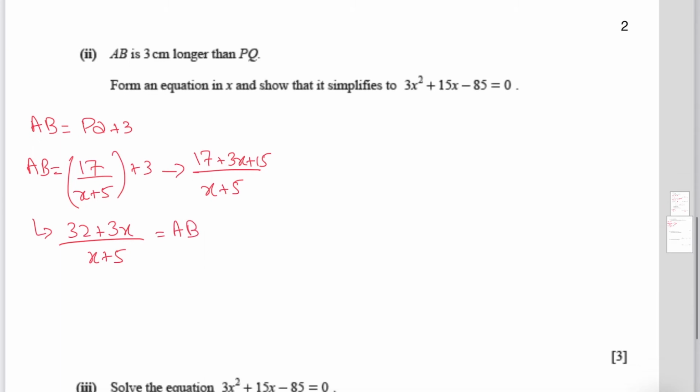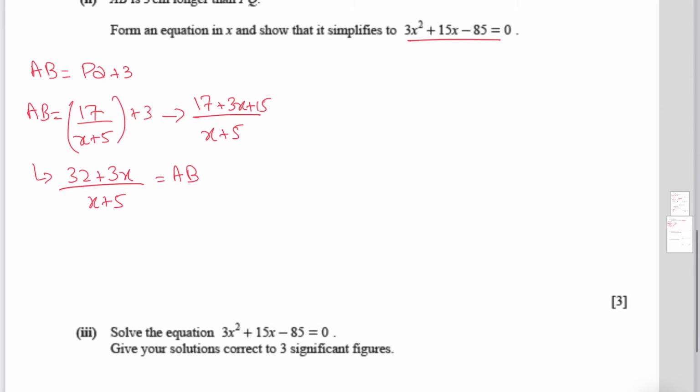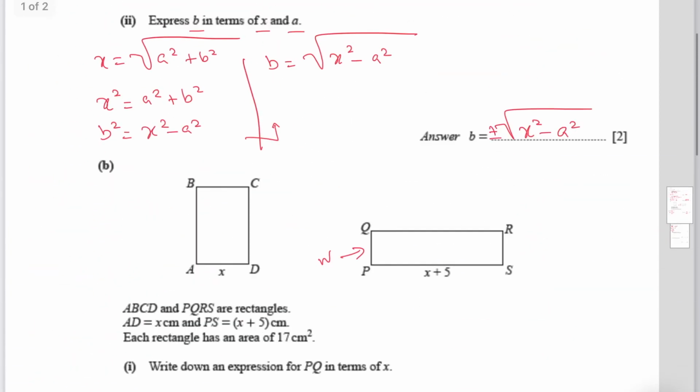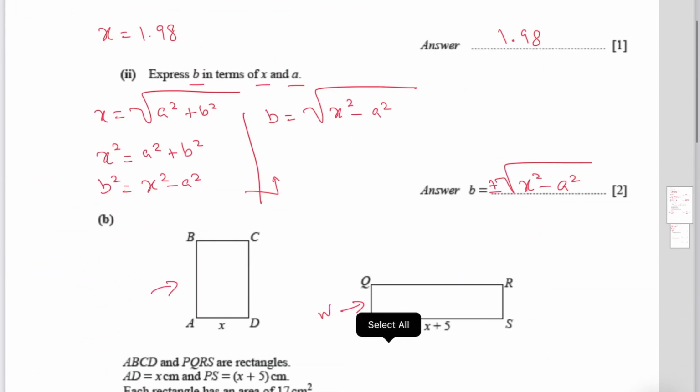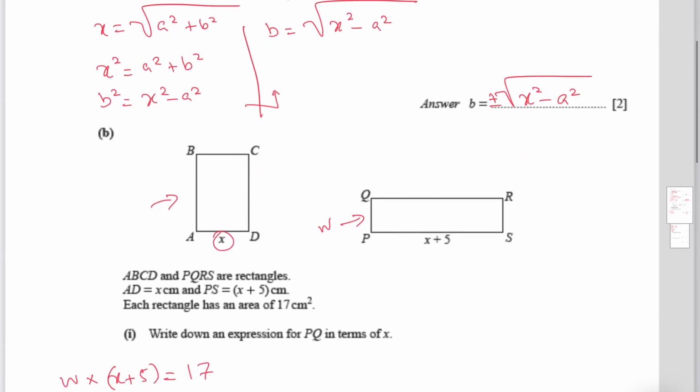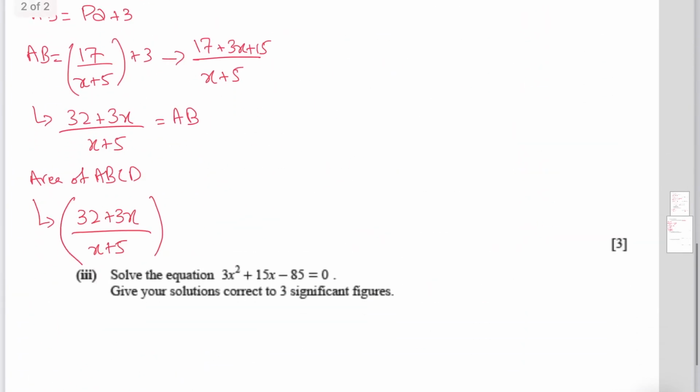What do we have to find? We have to find this equation. How to form this equation? So basically, if you look at the area of ABCD, how do we find the area? We multiply the width and the length. The width in this case is going to be AB. So we do 32 plus 3x over x plus 5. That is the width of one of the rectangles, this right here is AB. You multiply this with x. That's the width. Sorry, it's the other way.